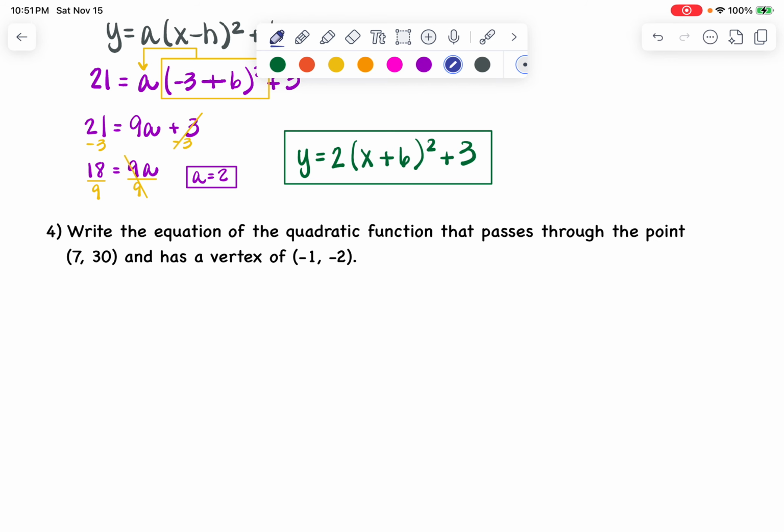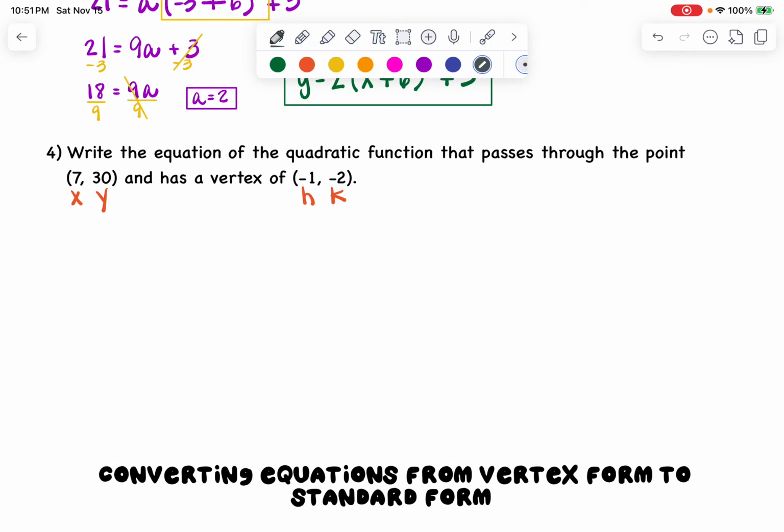All right, let's see. It's passing through the point (7, 30), so that's the x, y. Make sure you pay attention, right? The vertex is (h, k), and the point somewhere randomly on the parabola is your (x, y), so be careful. All right. Again, I'm going to write my vertex form so I don't forget what it is.